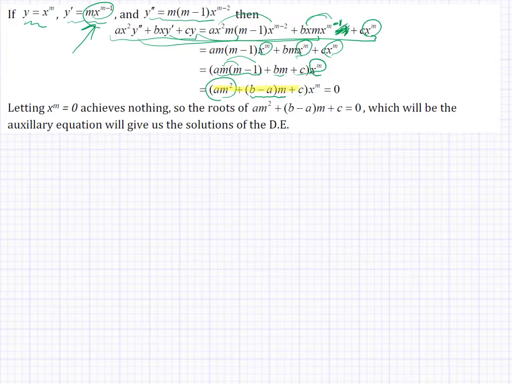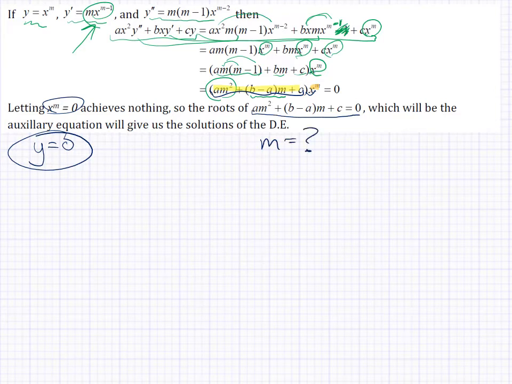We have this times this equal to 0. Well, that means one of these two things has to equal 0. So either this equals 0 or x to the m equals 0. The x to the m equaling 0 again does nothing for us, because if x to the m equals 0, that just tells us that y equals 0 is a solution, which we know is always going to be a solution to a homogeneous equation. So this is what we want to look at: when is this quadratic going to equal 0? Ultimately what we're trying to figure out is what m's will solve that quadratic equation.